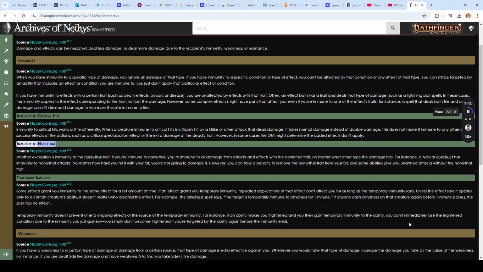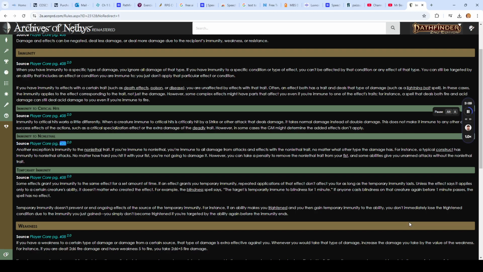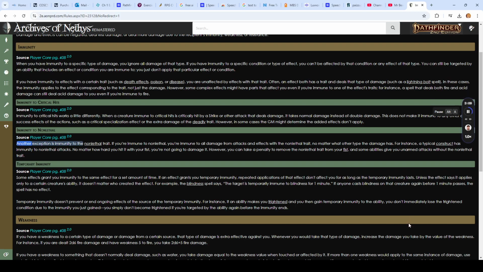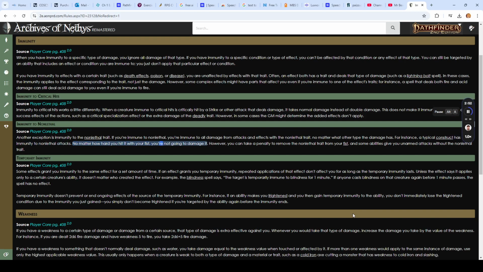Immunity to non-lethal. Source: Player Core page 408. Another exception is immunity to the non-lethal trait. If you're immune to non-lethal, you're immune to all damage from attacks and effects with the non-lethal trait, no matter what other type the damage has. For instance, a typical construct has immunity to non-lethal attacks. No matter how hard you hit it with your fist, you're not going to damage it. However, you can take a penalty to remove the non-lethal trait from your fist, and some abilities give you unarmed attacks without the non-lethal trait.